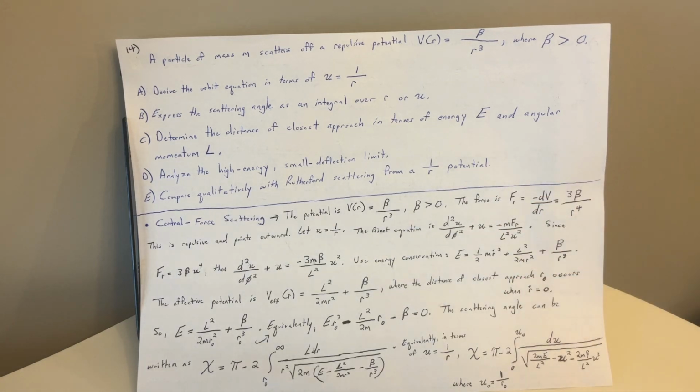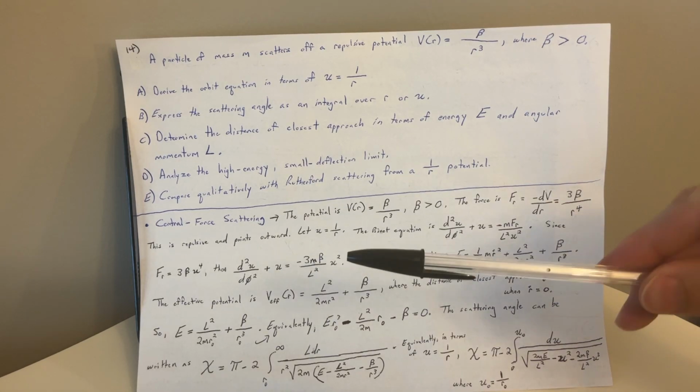So this is a central force scattering problem. The potential is V of r equals beta over r cubed, where beta is greater than 0. So the force is going to be F sub r equals negative dV/dr equals 3 beta over r to the fourth. So this is going to be repulsive and points outward.